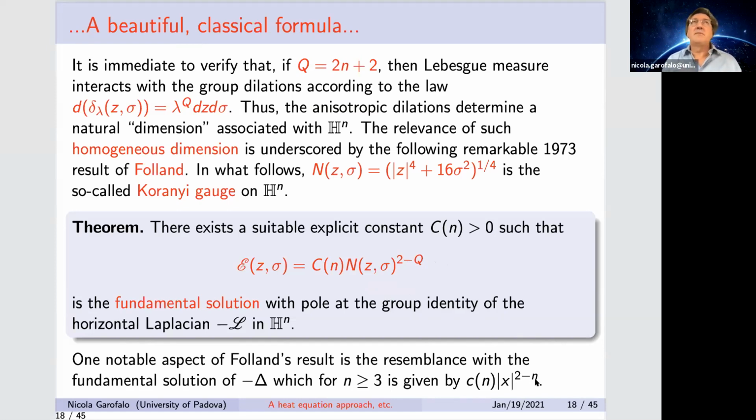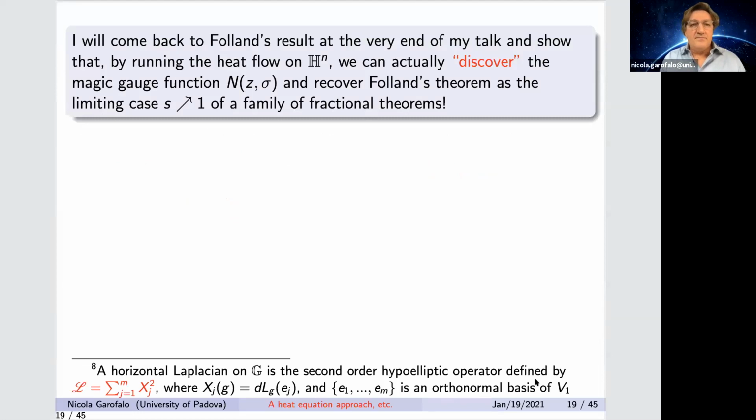It played a fundamental role in a program that was laid out by Eli Stein at the International Congress of Mathematicians in Nice in 1970. I will come back to that function. I will also come back to Folland's result at the very end of my talk, when I will show you that by running the heat flow in Hn, we can actually discover the magic gauge function and recover Folland's theorem in the limiting case as s tending to 1 of a family of fractional theorems.